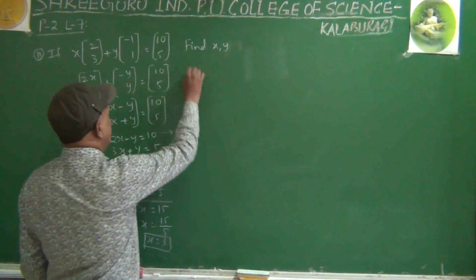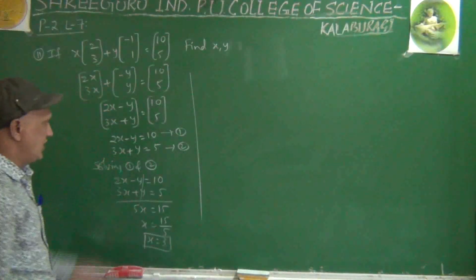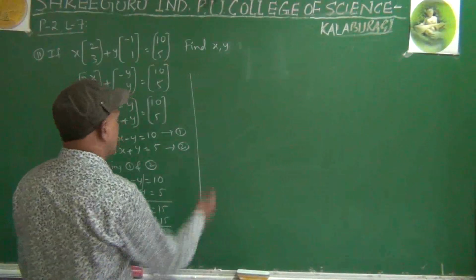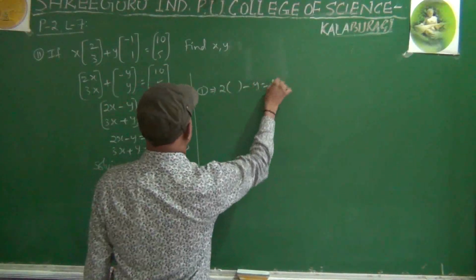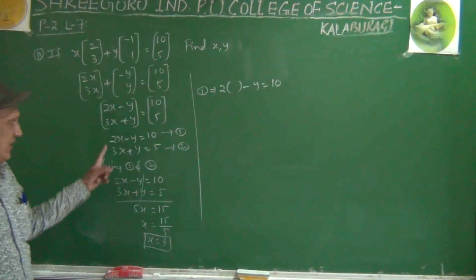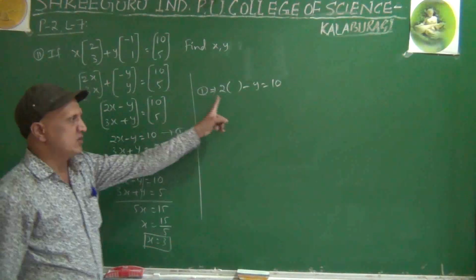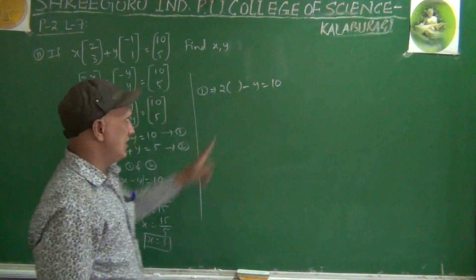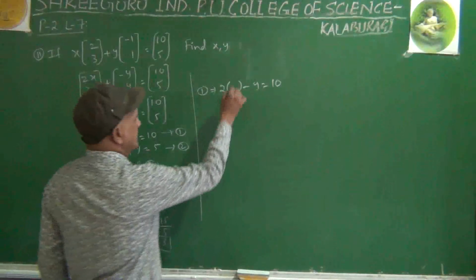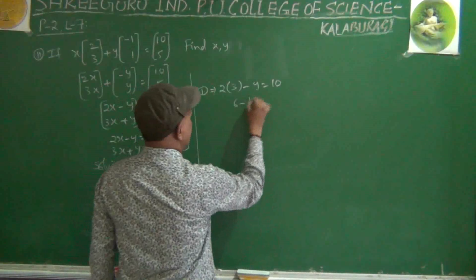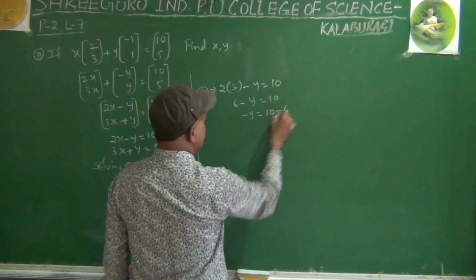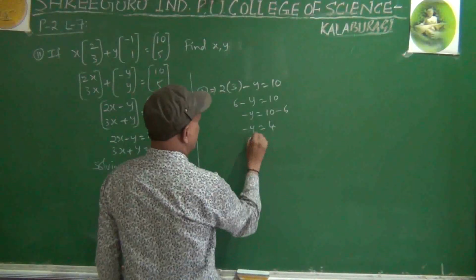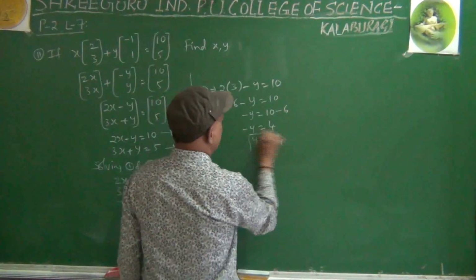Okay. In equation 1, if you put, you will get y value. What is equation 1? Equation 1 is 2x minus y equal to 10. What is x value? 3. 2 3s are 6, minus y equal to 10 minus 6, minus y equal to 4, y equal to minus 4.